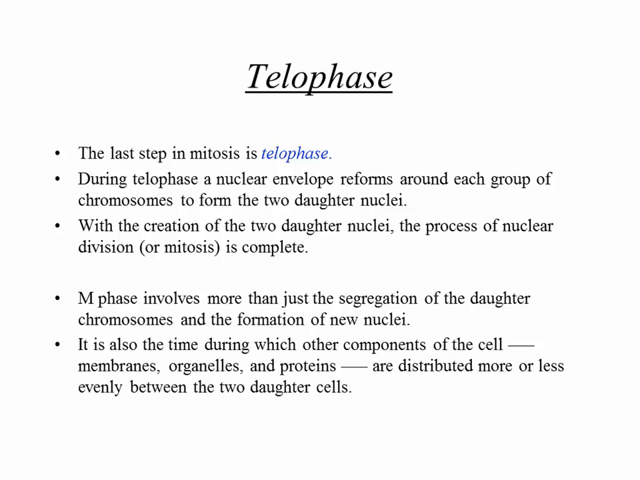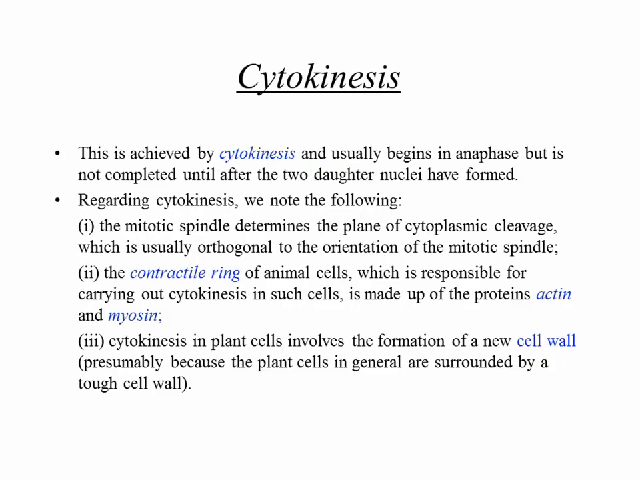So now you've had nuclear division. Instead of one nucleus, you now have two nuclei containing the daughter chromosomes. You still need the cell to divide. The middle of the cell still has to pinch in and divide, and that's carried out by a contractile ring.